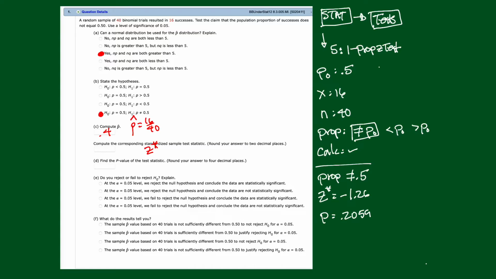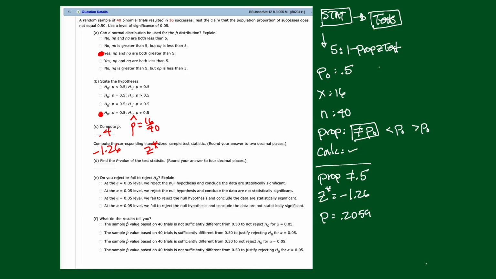Calculator comes back with this information. Now it tells us, okay, here's what we're testing, right? That it's not equal to 0.5. It gives us the z star value, and that just happens to be what we're looking for here. So let's type that in, negative 1.26. So we'll put in negative 1.26.